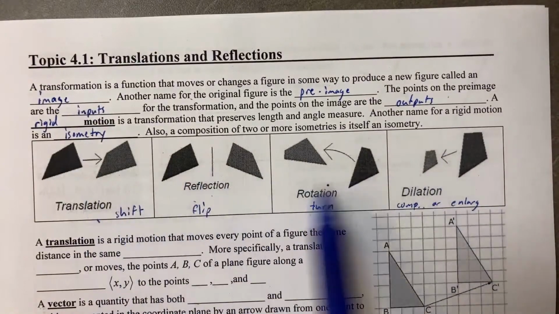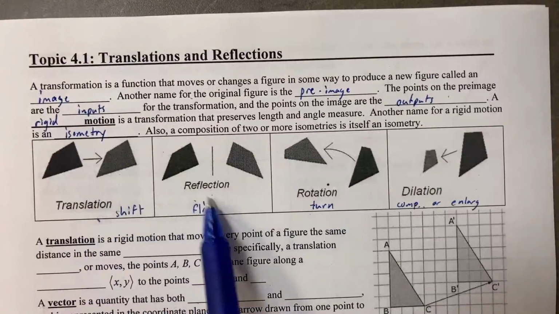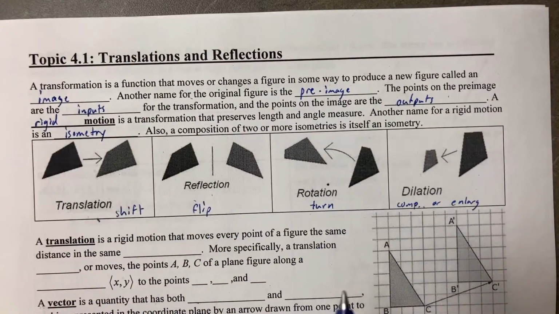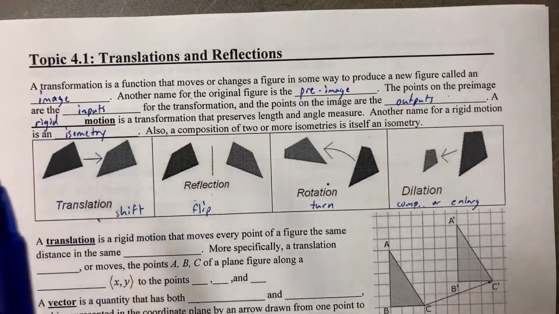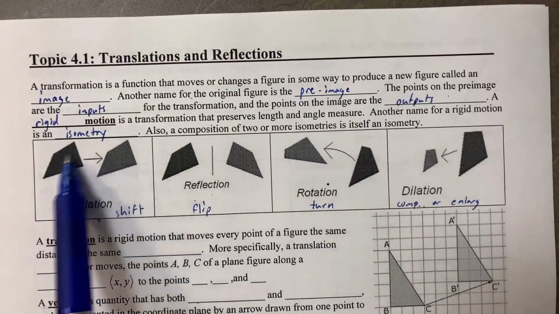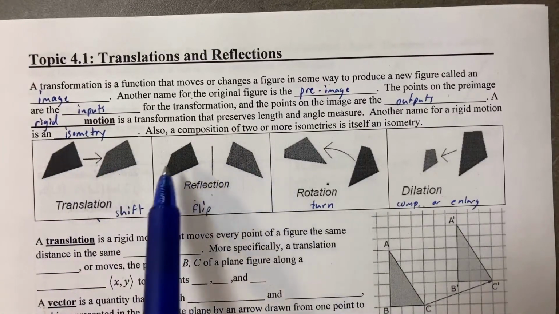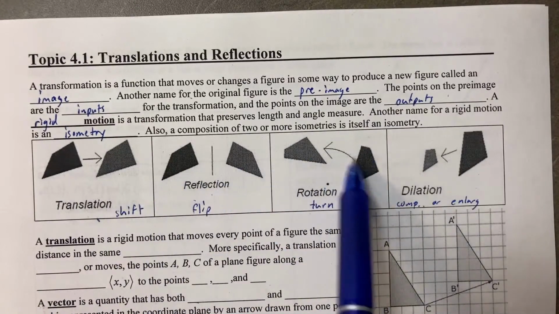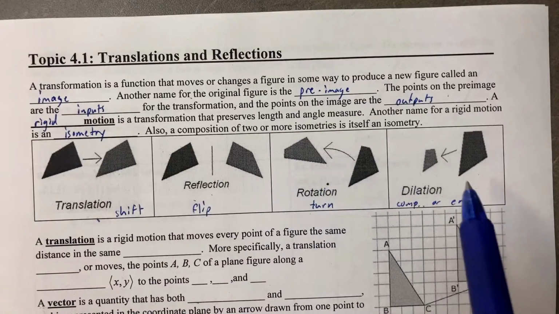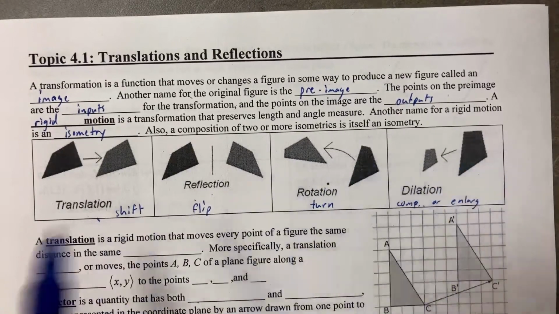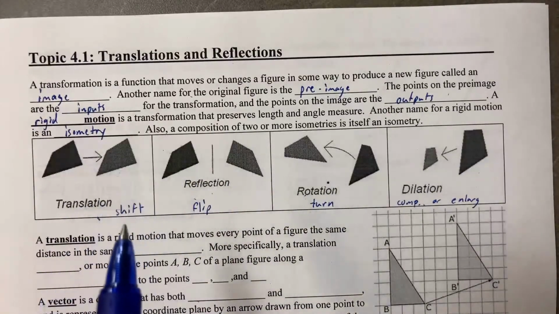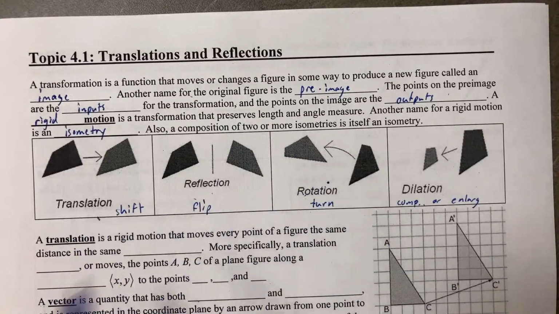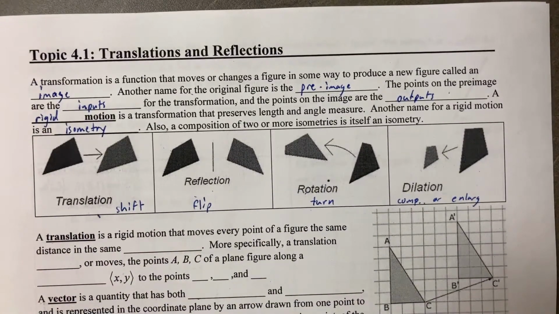So in these four types of transformations, three of them are rigid. Three of them are isometries. These mean the same thing. So in this one, the shape did not change size. If we flip it, the shape does not change size. If we turn or rotate the shape, it does not change size. If we dilate the shape, it does change size. So these three are isometries, and another way of saying that is that these three are rigid transformations. All right, now today's lesson is on translations and reflections.